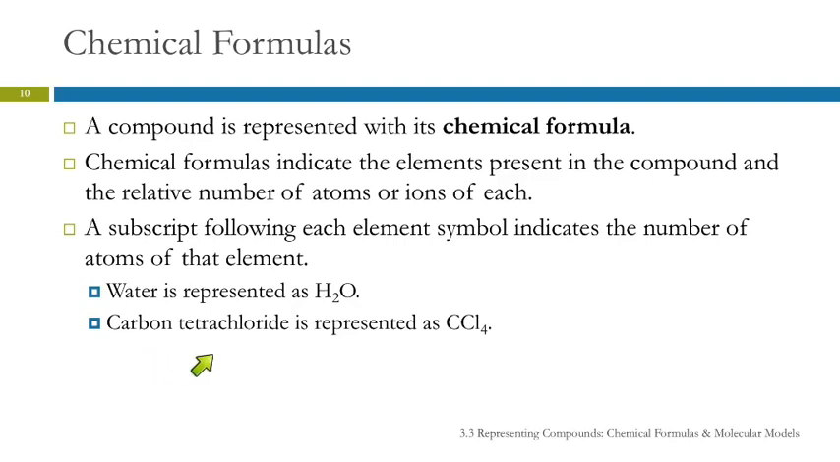Another compound, carbon tetrachloride, is represented as CCl4. So this C is carbon, Cl is chlorine. So there's 1 carbon and 4 chlorines in this compound. Any questions?